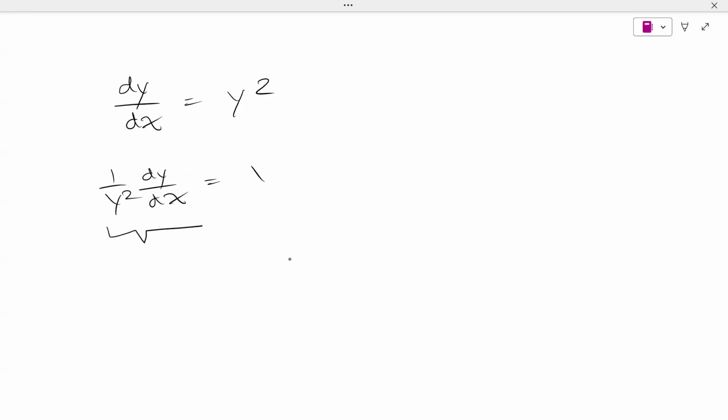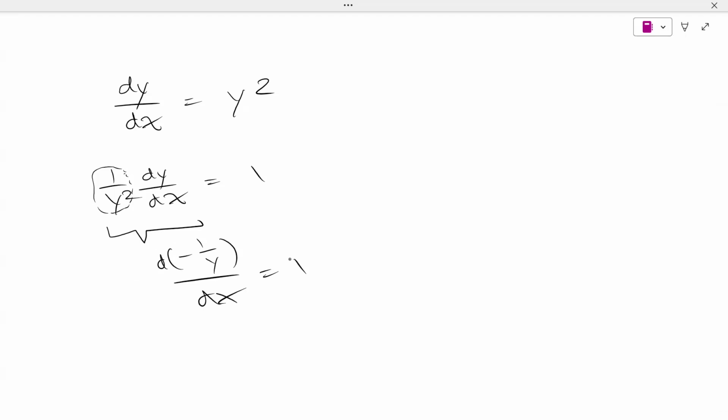But then we ask ourselves, what function of y when differentiated with respect to y gives 1 over y squared? You might guess, oh, it's 1 over y. You can just use the power rule. But if you use the power rule, you'll notice that there's a negative sign. So it's actually -1 over y. So d of -1 over y over dx.